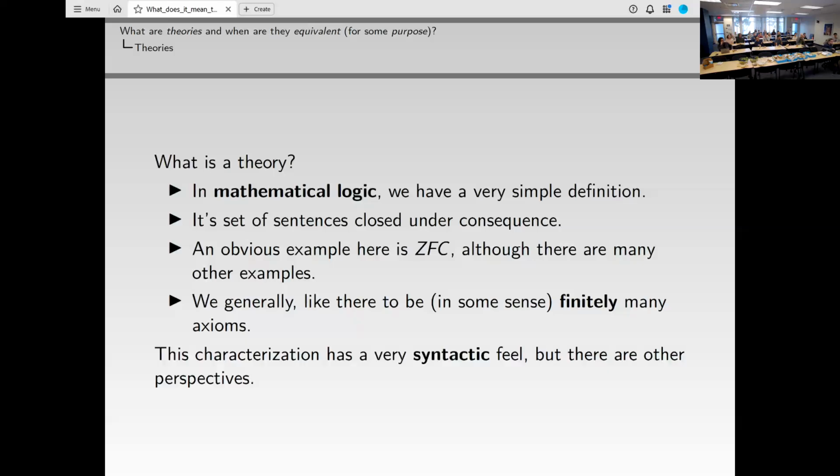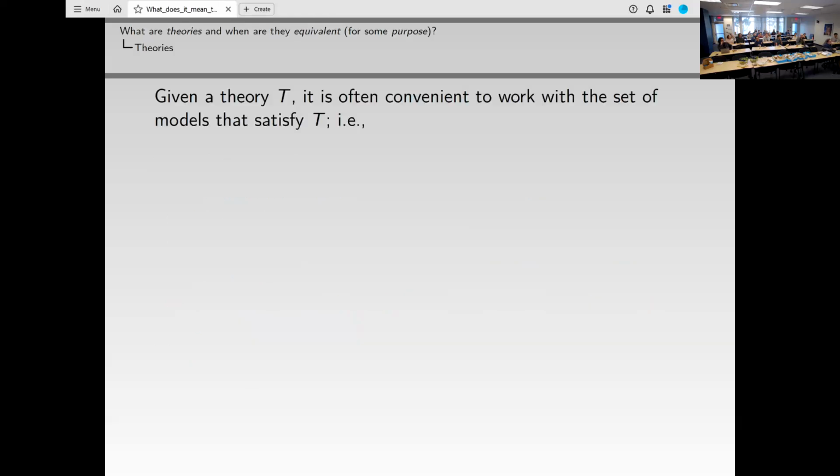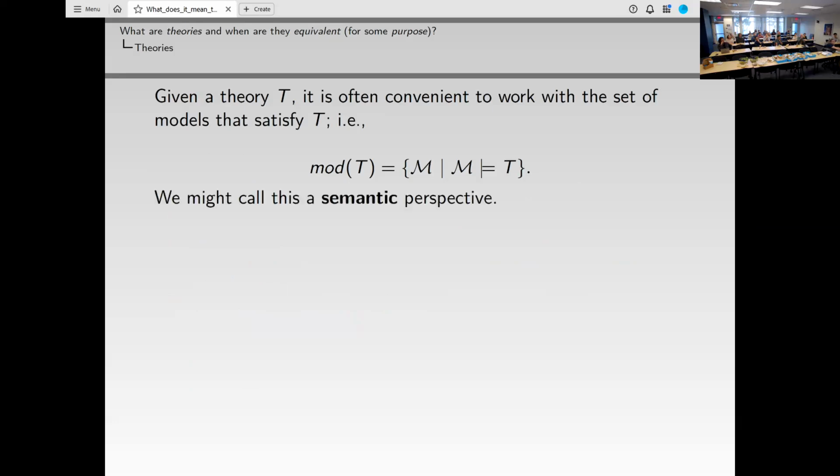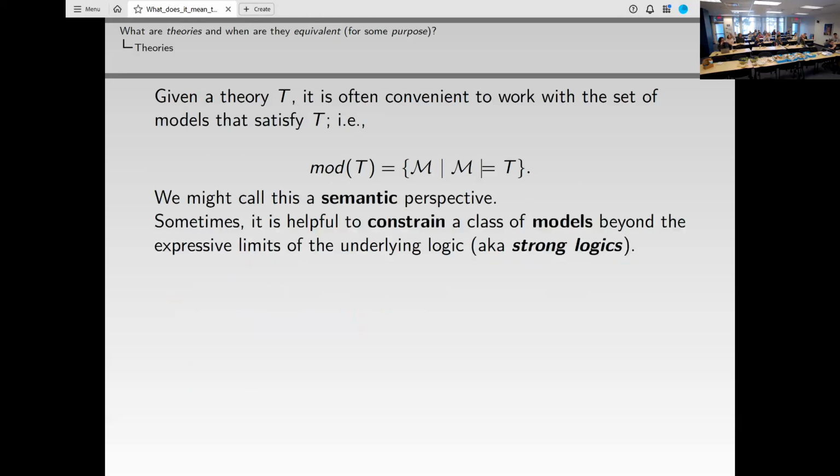This characterization is very syntactic and feels kind of difficult to use, but there are other perspectives. So for example, given a theory T understood as a set of sentences, it's convenient to work with the set of models that satisfy T, which we denote like this: Mod(T). It's the set of models that satisfy T, sort of structures. I use those more or less synonymously. So we might call this a semantic as opposed to a syntactic perspective.